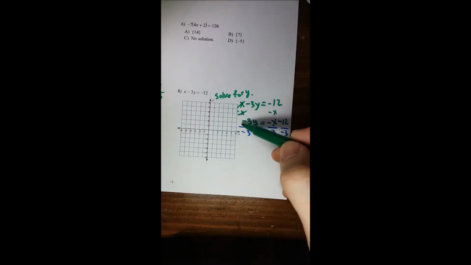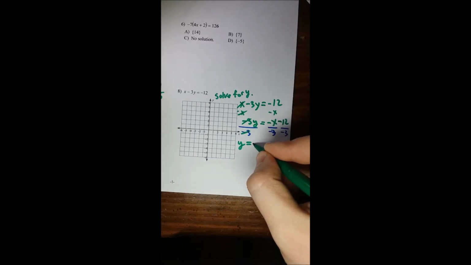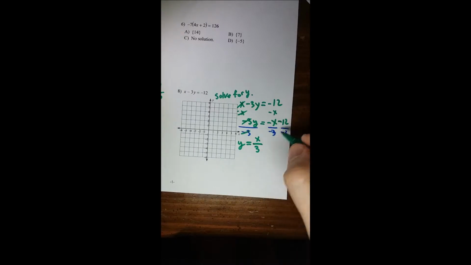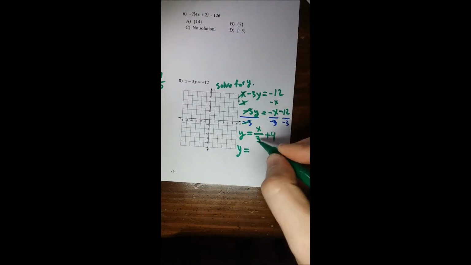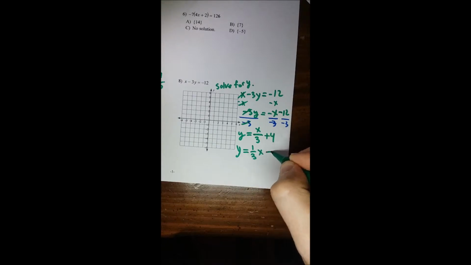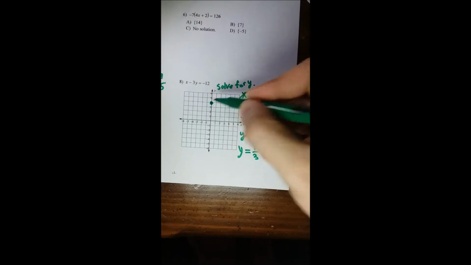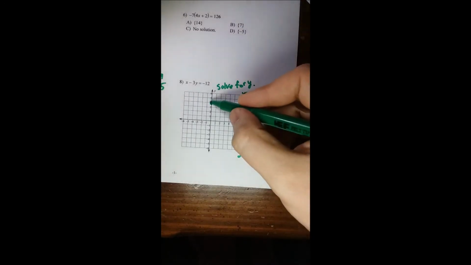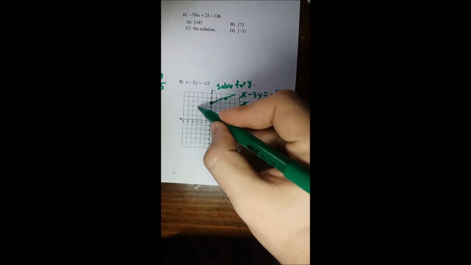Okay, so guess what? These two cancel out, so you're going to have y equals negative x over negative 3, which is just going to be x over 3. Minus 12 over minus 3 is going to be plus 4. So you're looking at y equals, instead of x over 3, you can write 1/3 x plus 4. Now we're starting with 4 here, and we're going to go 1 up, 3 across. 1 up, and 1, 2, 3 across. There you go. That's how it's going to be.